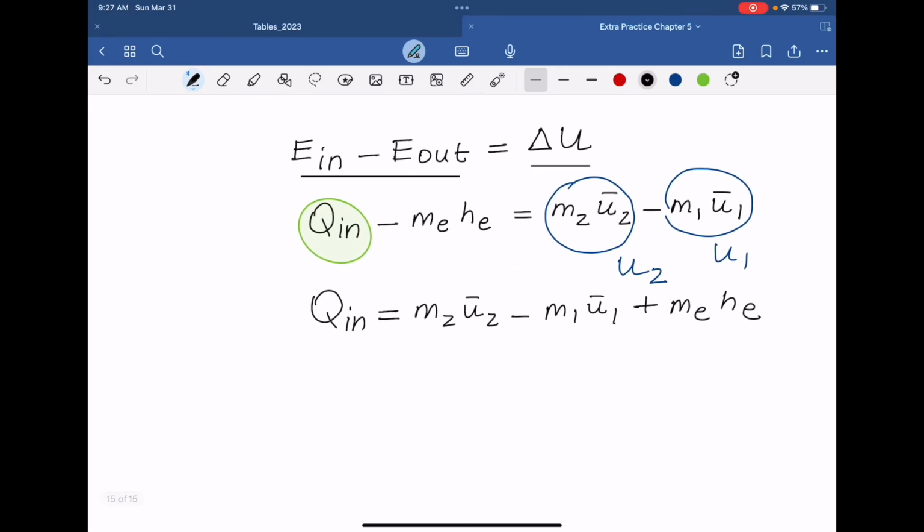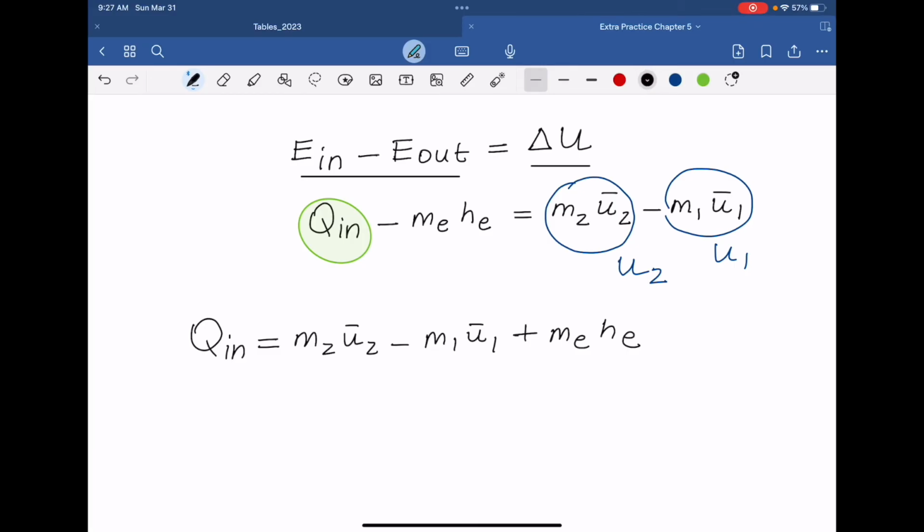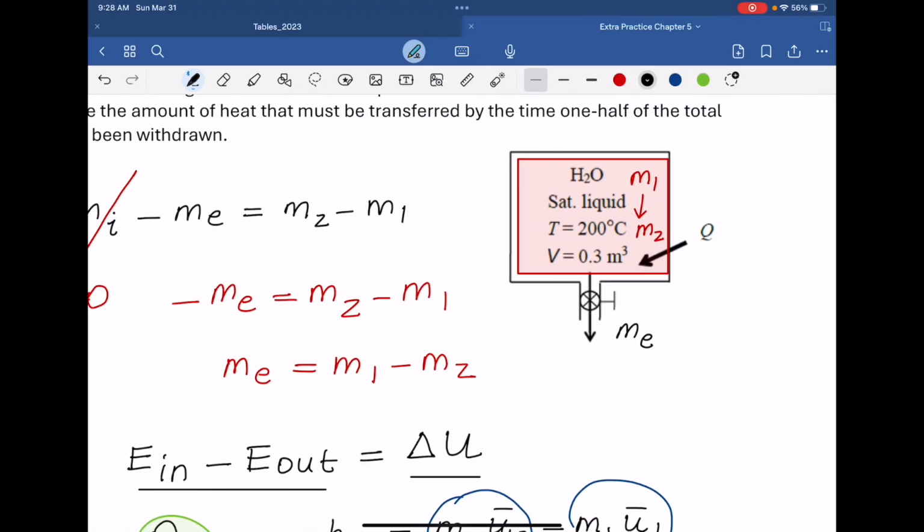Now from here, we just have to find the properties and masses. Let's take a look at how we can find the mass. Since this is water, I cannot use ideal gas equations to calculate the mass, but interestingly they give us the volume as 0.3 meter cubed, and the volume is not going to change from one state to another because it's a tank. That is our system. And if I somehow know the specific volume at either the first or second state, I can calculate the mass because mass is volume times specific volume.